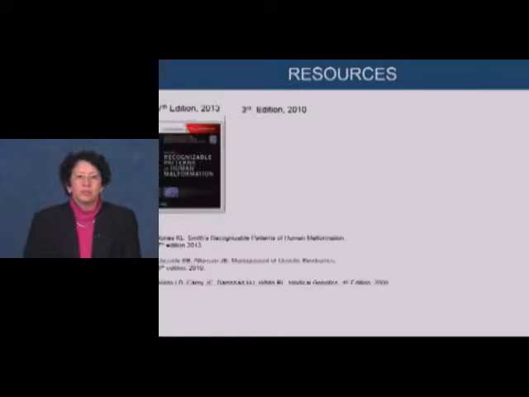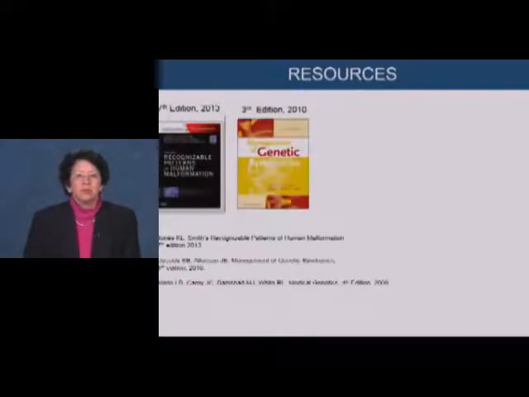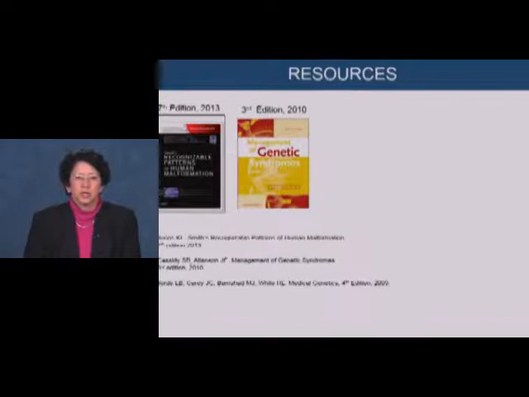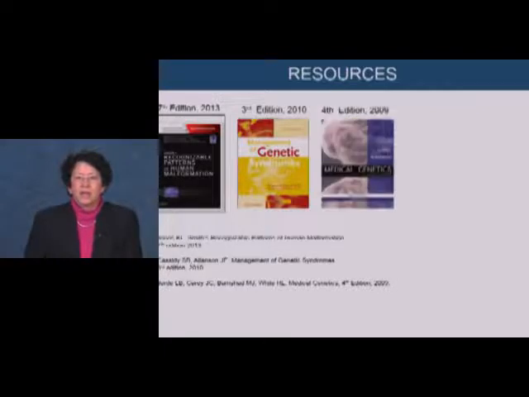For starters, there are some common books. Many of you know of the Smith's book, Recognizable Patterns of Human Malformation. The current edition is 2013. There's another handy book called the Cassidy and Allanson book for management of syndromes. And an excellent additional book is entitled Medical Genetics, from the group in Salt Lake City.